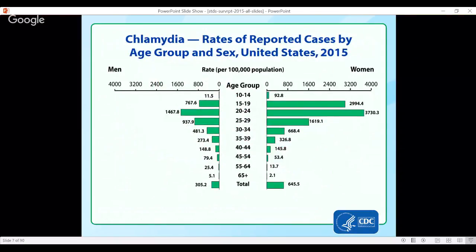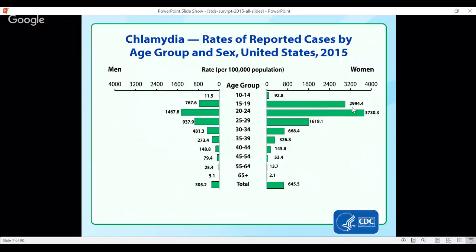Here you see chlamydia rates by age group and sex. On the left side, we have men. On the right side, we have women. And going down, we have increasing ages. What you can see here is, one, that the burden of disease seems to be higher among women than men, which we already knew from the first slide looking at trends. And two, that the burden of disease is much higher among younger adults, those 15 to 24-year-olds, and even the 25 to 29-year-olds.